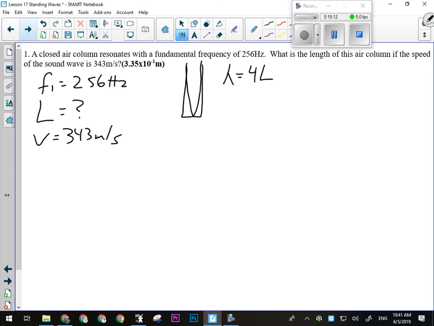Because it's at its fundamental frequency, if I'm going to calculate the length, I need lambda. The only formula I have that has length in it is lambda equals 4 times L, and I don't have lambda yet. How can I get it? What can I do with these two numbers here? I can put them in the universal wave equation, V equals F times lambda, so V over F gives me lambda. Those are the two numbers that I have, so we'll have 343 divided by 256.